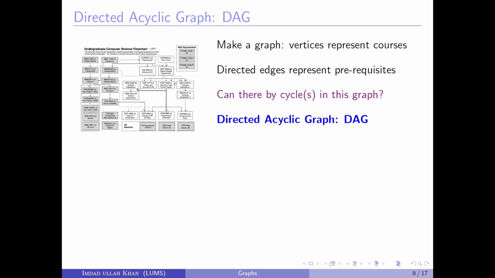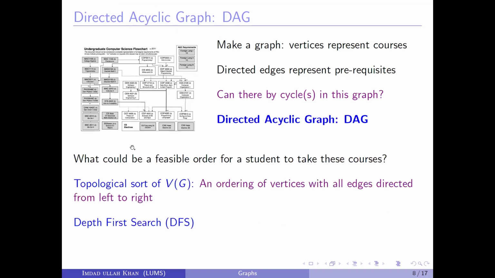So, can there be a cycle? No, we have talked about this thing. So we can apply some sophisticated algorithms again from graph theory, like depth first search and topological sort. Topological sort is a special sorting of vertices, which uses depth first search as a fundamental building block. So it yields an ordering of vertices, which gives us a feasible order for a student to take courses.